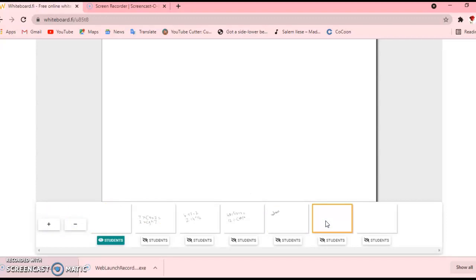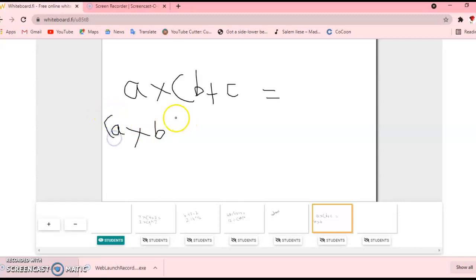Distributive property. For any three whole numbers A, B and C, for example, A into (B plus C) equals A into B plus A into C.